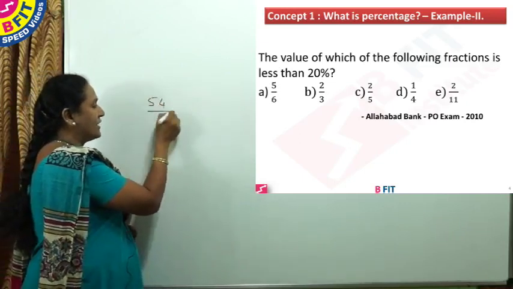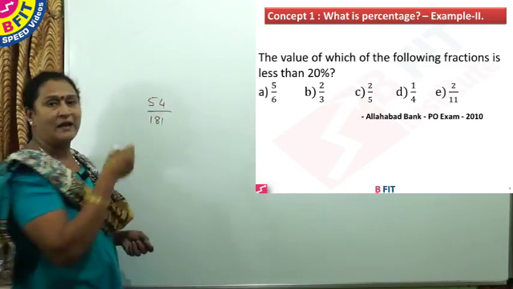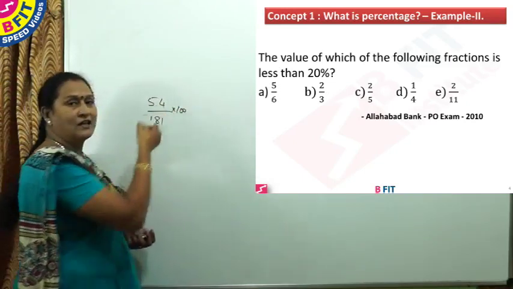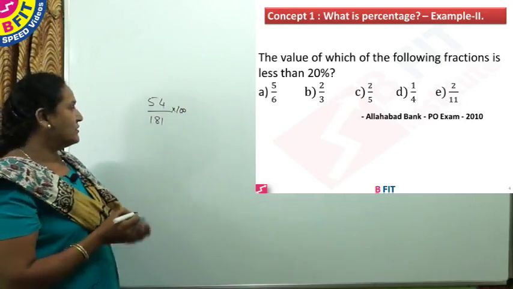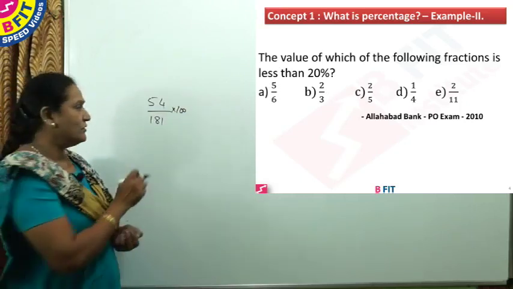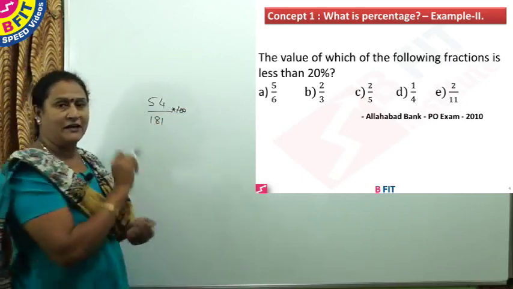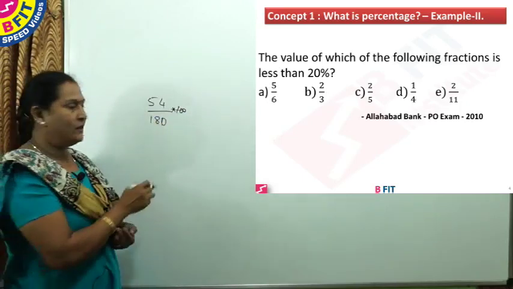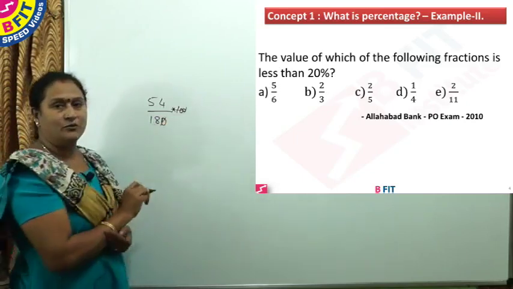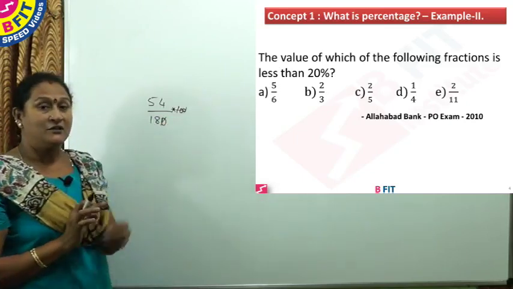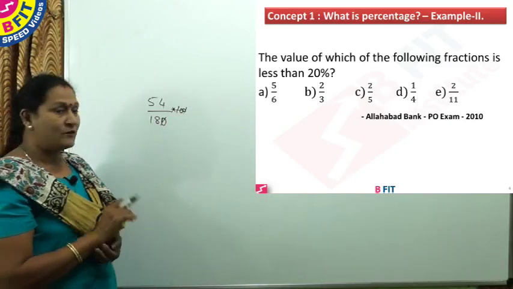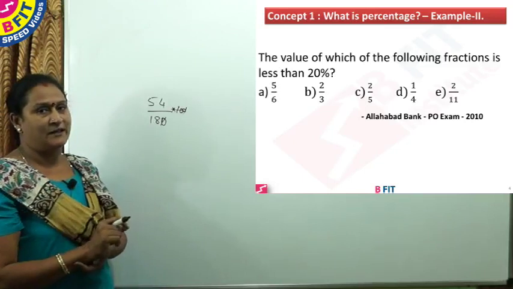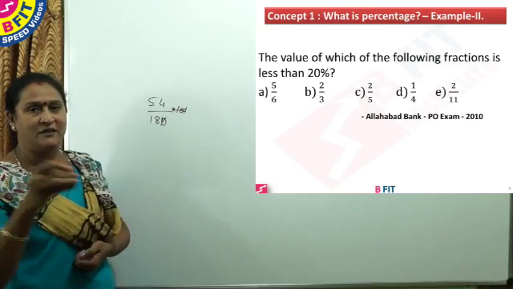So if you have a fraction 54 by 181 into 100, we need to find the percentage for this fraction. Whenever you are finding percentage, don't use this 100 at all. Suppose instead of 181, you have 180, so don't cancel this 0. Don't touch this 100 unless you have a single digit number. I'll tell you easily how to find percentage when you have a single digit number in the denominator. Shortly we'll be seeing all that.